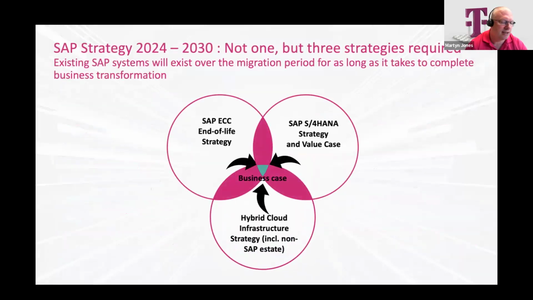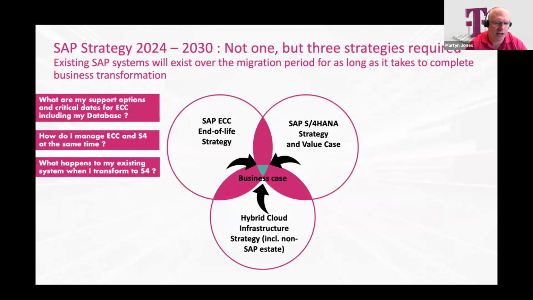So one of the key things that T-Systems has acknowledged within the industry is there's not one strategy, but 3 strategies required. We noticed that a lot of areas are really looking at just move into S4, move into the cloud. But one of the key things that is missed out is the SAP ECC end-of-life strategy. So really looking at what are my support options and critical dates for ECC, including my database.